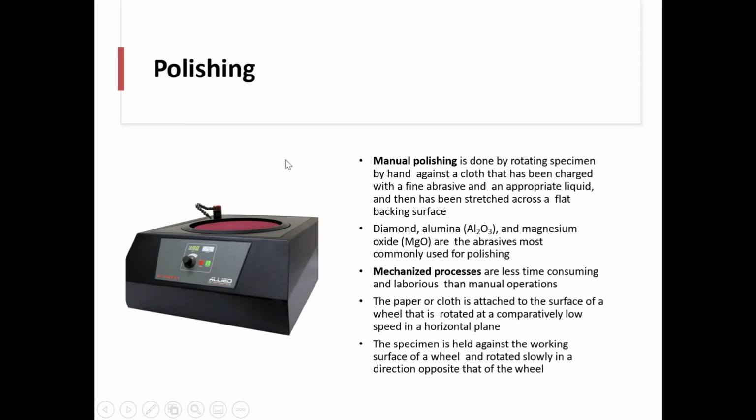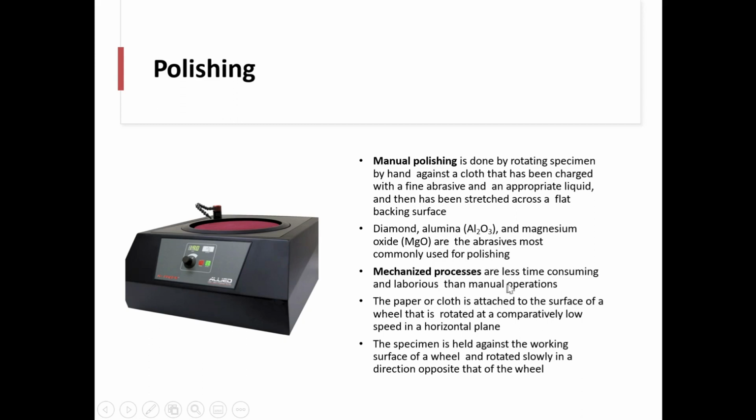The polishing can be conducted manually or some mechanized process can be used. Manual polishing is done by rotating the specimen by hand against the cloth that has been charged with fine abrasive and appropriate liquid, and then has been stretched across a flat backing surface. Diamond, aluminum oxide and magnesium oxide are the abrasives most commonly used for polishing.